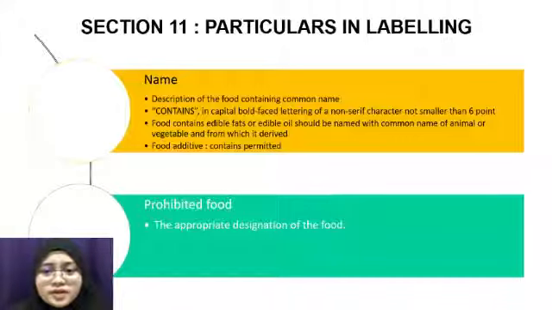The difference between locally made food and imported food is the name and business address of the importer in Malaysia and the name of the country of origin of the food.